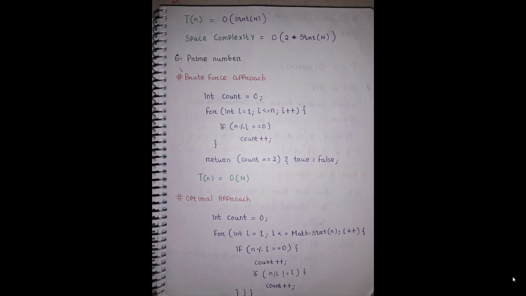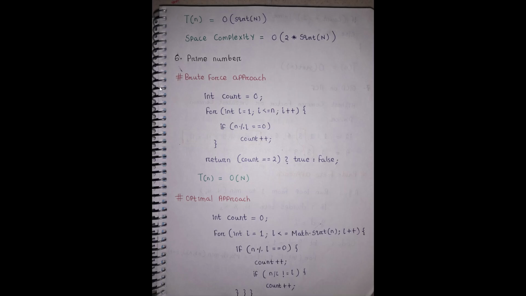So let's start the video by discussing what's a prime number. I think everyone knows what's a prime number. It's basically a number that is divided by only two numbers, or it has only two factors, that is 1 and the number itself. Apart from these two factors, it does not have any other factor that divides it perfectly.